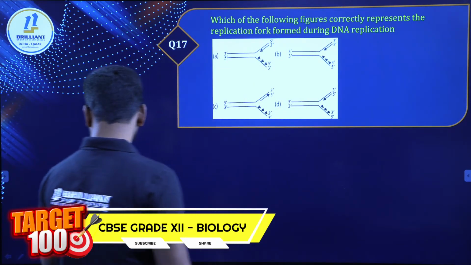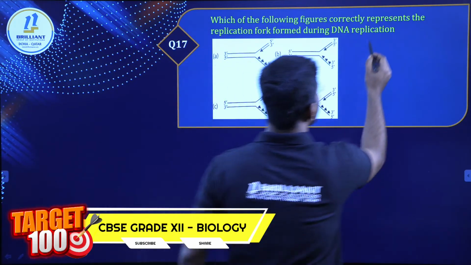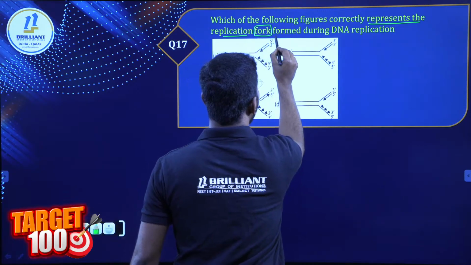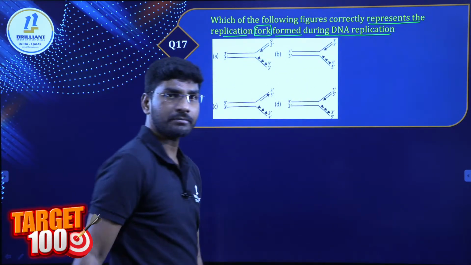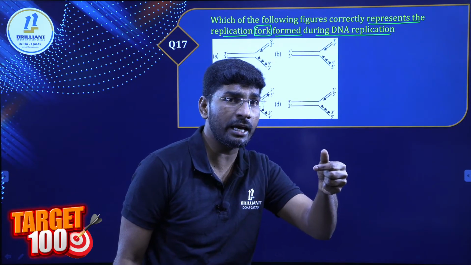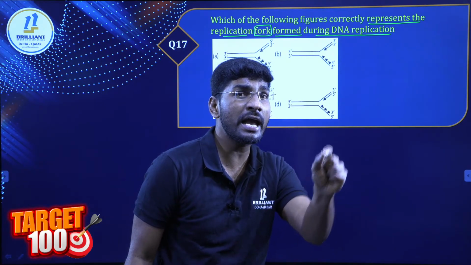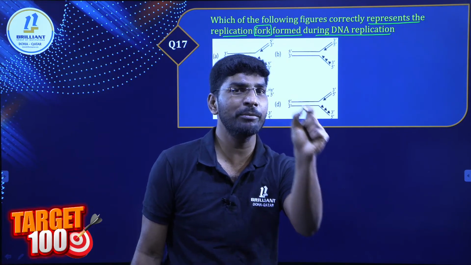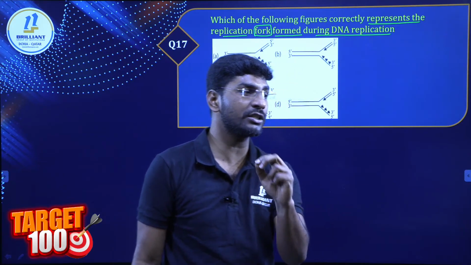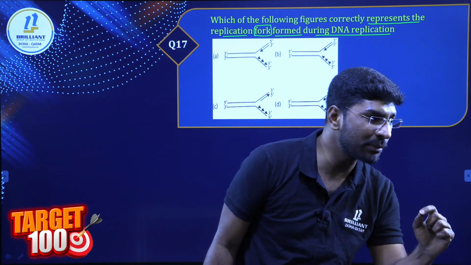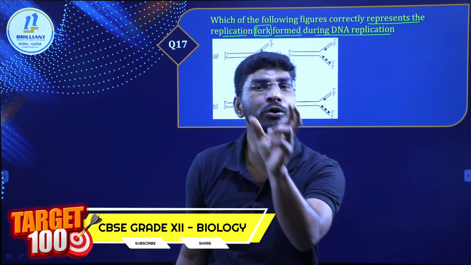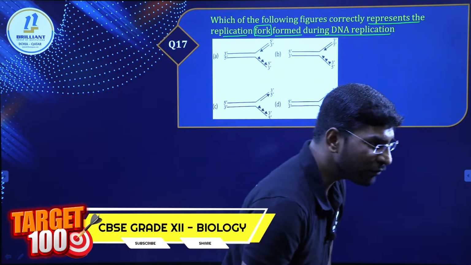Which of the following figures correctly represents the replication fork formed during DNA replication? DNA replication means DNA will make DNA. New DNA is always synthesized from which prime to which prime? I need an answer from all of you. Can you send your answer in the chat box? Which prime to which prime does new DNA synthesis take place? Yes, very good. 5 to 3 prime.